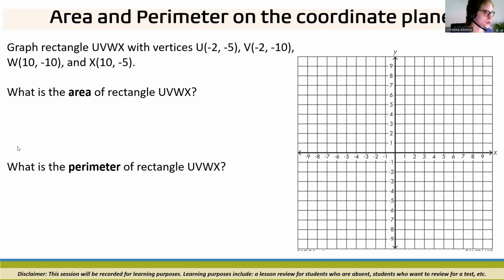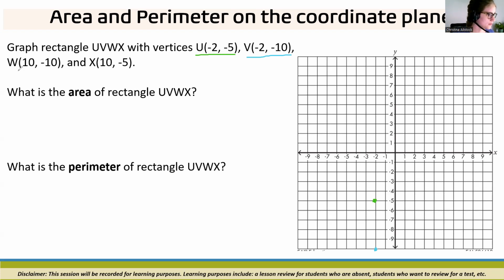So first steps, we need to actually graph this rectangle, so we'll be able to find the distance between the 2 points and see what our length and width are. First off, we have U at -2, -5, left -2 on the X, down -5 on the Y. And then we have V at -2, -10. So left -2 on the X, down to -10 on the Y. I know the -10 isn't labeled. That's just kind of out of space, but we can tell that it's counting by ones. So obviously -10 comes after -9. It would be that next box down.